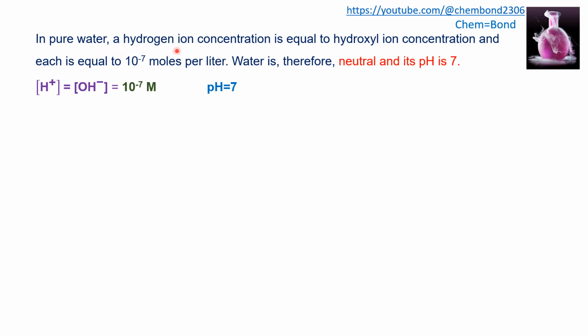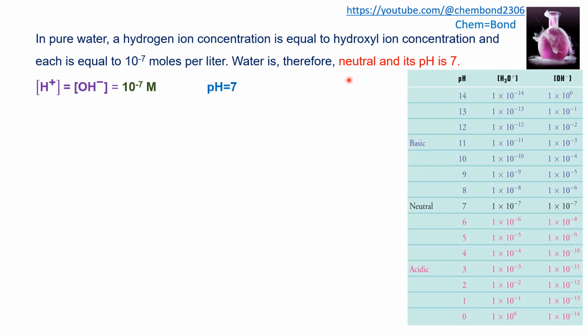In pure water, the hydrogen ion concentration is equal to the hydroxide ion concentration, and both are equal to 10 raised to power minus 7 moles per liter or moles per dm cube, or we can say molar. So water is therefore neutral and its pH is 7. So the hydrogen ion is equal to the hydroxide ion, and both are equal to 10 raised to power minus 7 molar. So the pH of the solution will be equal to 7 and it will be neutral. So it is in this region, pH 7. The hydrogen ion and hydroxide ion both are 10 raised to power minus 7.